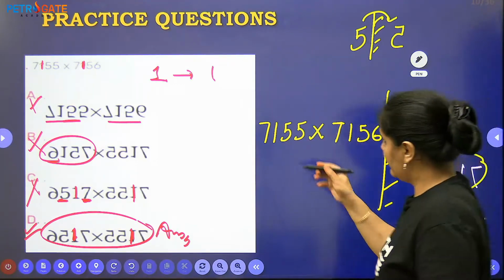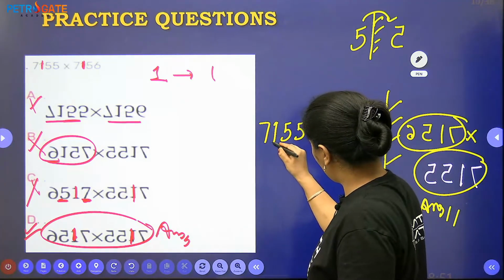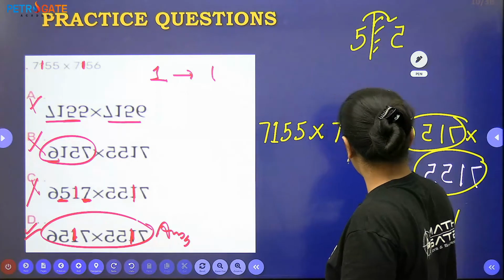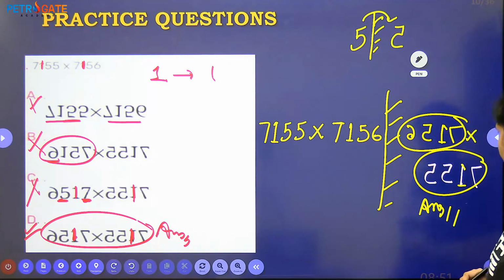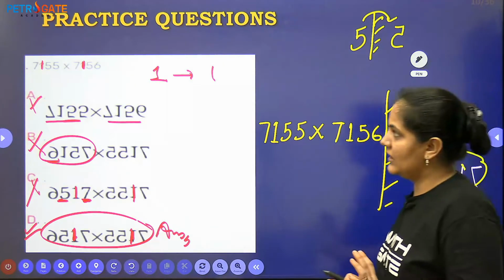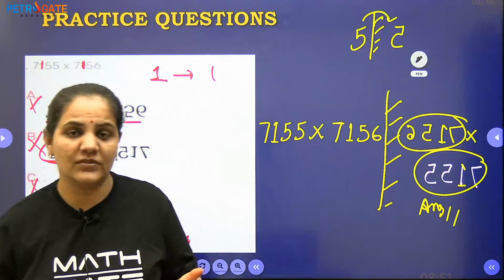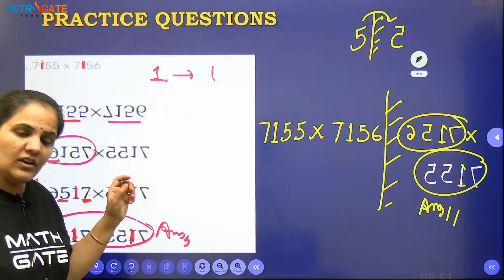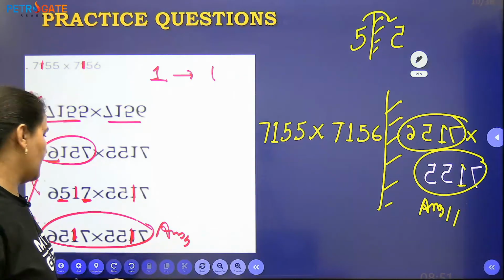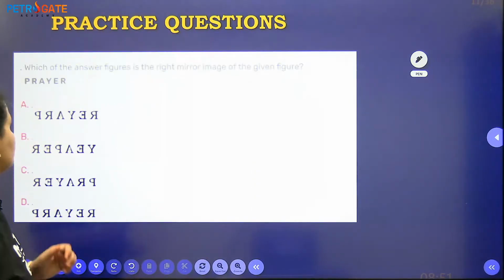Now, if you want to go with this thought, no ma'am, I'm going to write down this one, then my dear student, it should be like this. Okay, right? So I hope that doubt is clear, how we can approach with the numbers also. We can go with mirror image with the numbers also. Okay, let's see the next one.